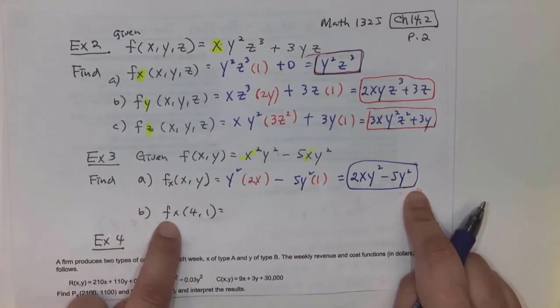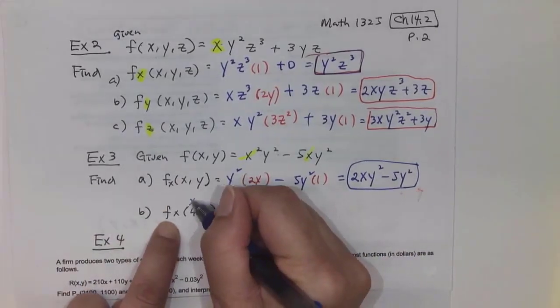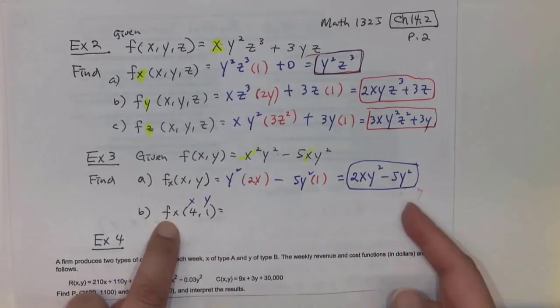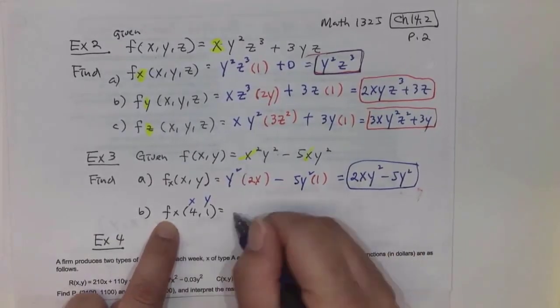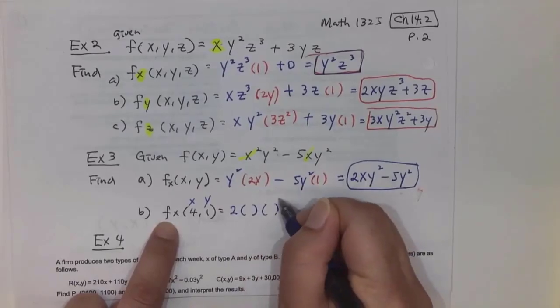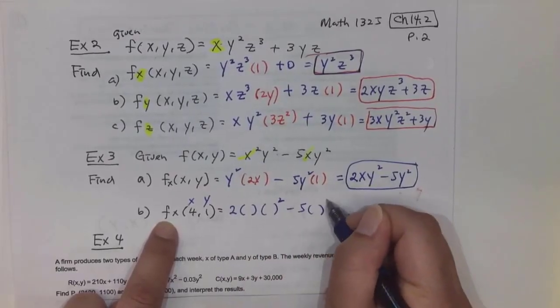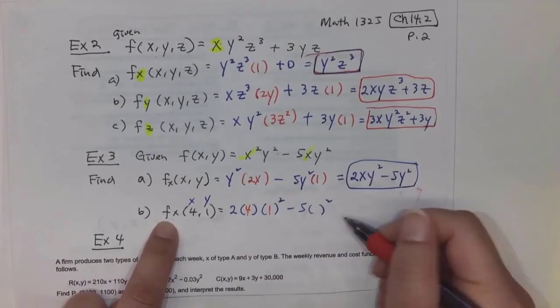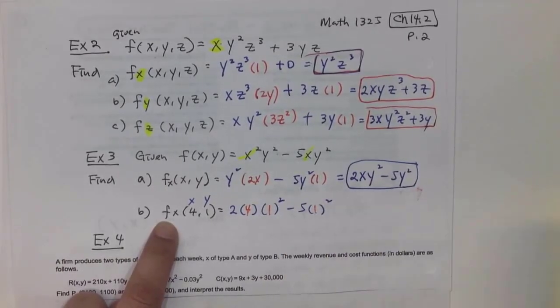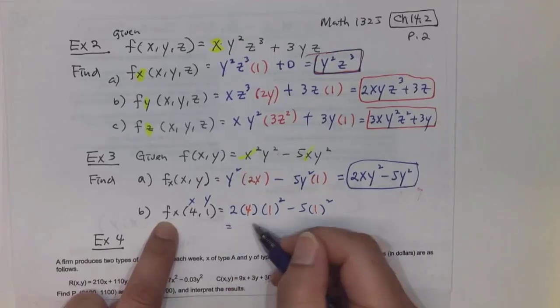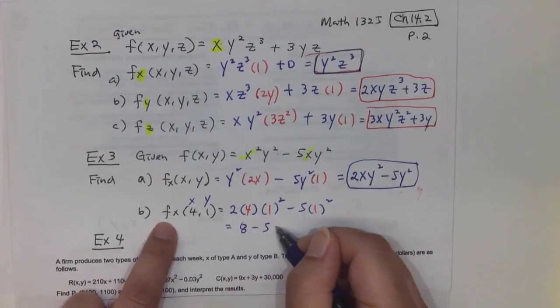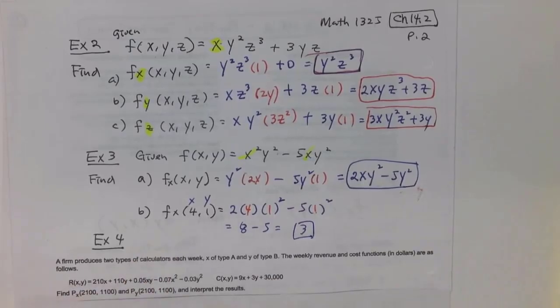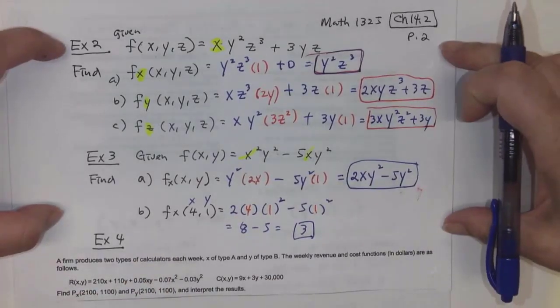So that is taking the derivative with respect to x. But if they want you to plug in numbers, this is your x value, this is your y value, right? Just use the answer. You have 2 times 4 times 1 squared, subtracting 5 times 1 squared. So this will give me 5 and then 3. Okay, so that's the answer. Are we okay? So definitely you need this for the exam.